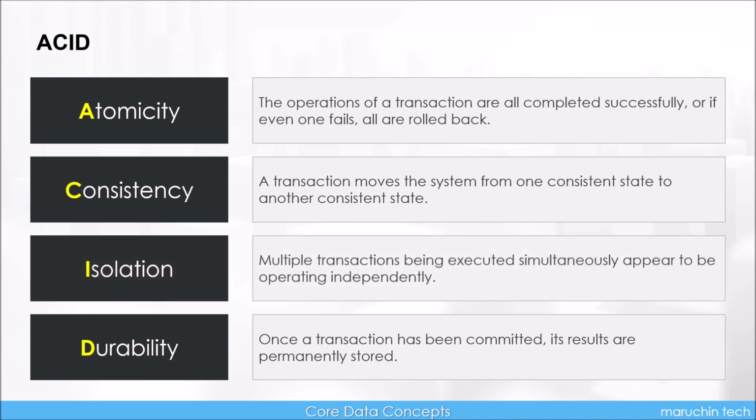Isolation means that even if multiple transactions are being executed simultaneously, each one operates independently. They do not interfere with each other. And lastly, durability. Durability assures us that once a transaction has been committed, its results are permanently stored, even if there is a system failure.